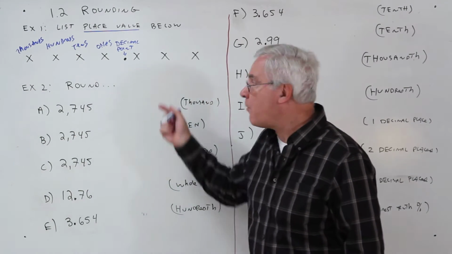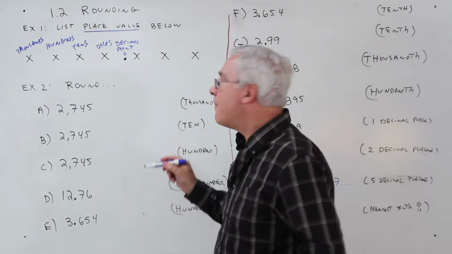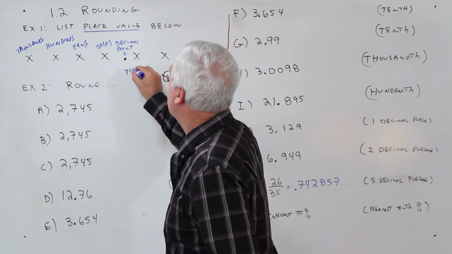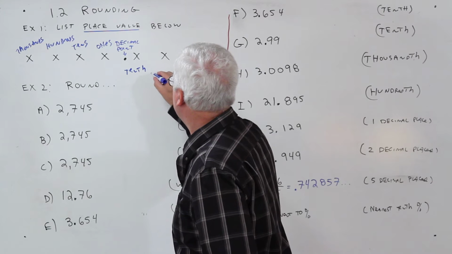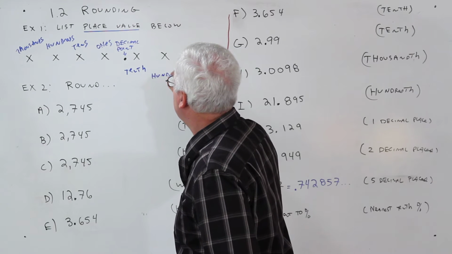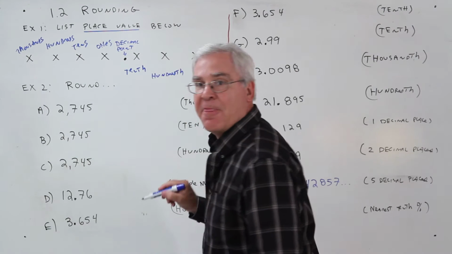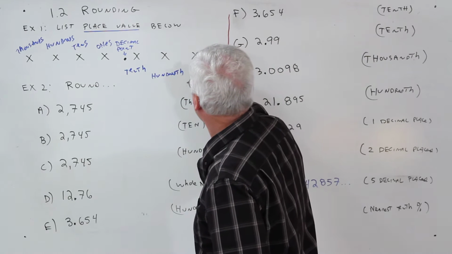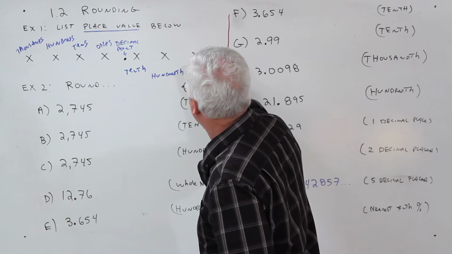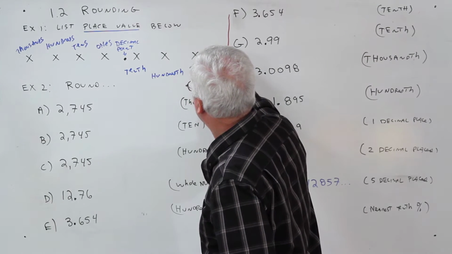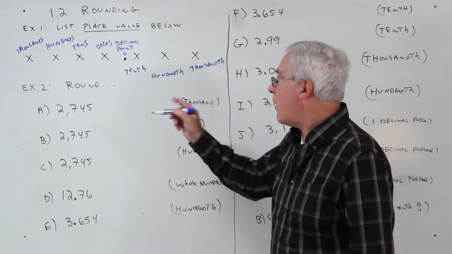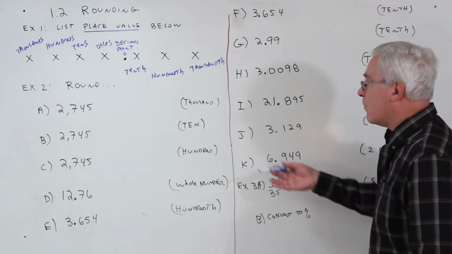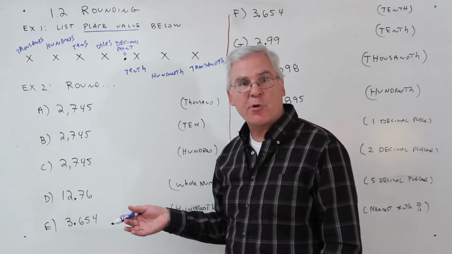Going the other way, I'll write below: tenth, hundredth, and thousandth. Okay, now we're ready to rock and roll. All right, so we're going to round all of these numbers to these various locations.